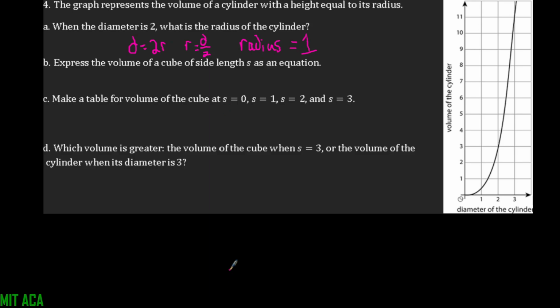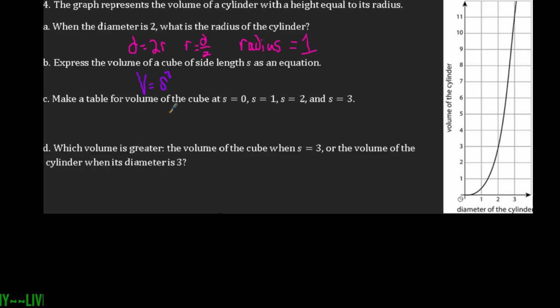So we know that if we have the volume of a cube, it's going to be the side length to the third power. So we're going to say it like this. We're going to say volume equals S to the third power, because we're talking about 3 of those side lengths times each other. Then for part C, it says make a table of the volume of a cube at S equals 0, S equals 1, 2, and 3.